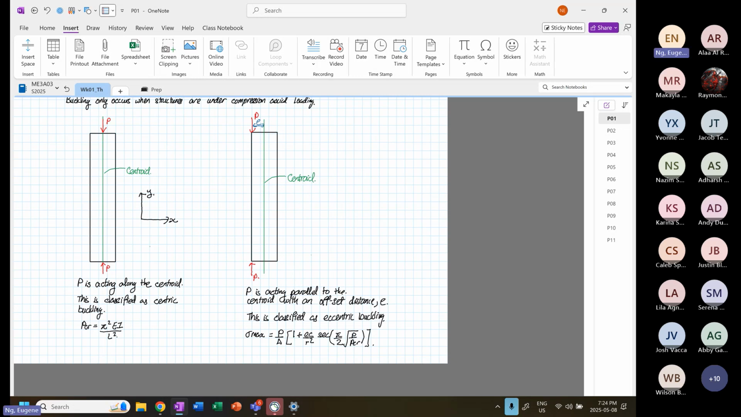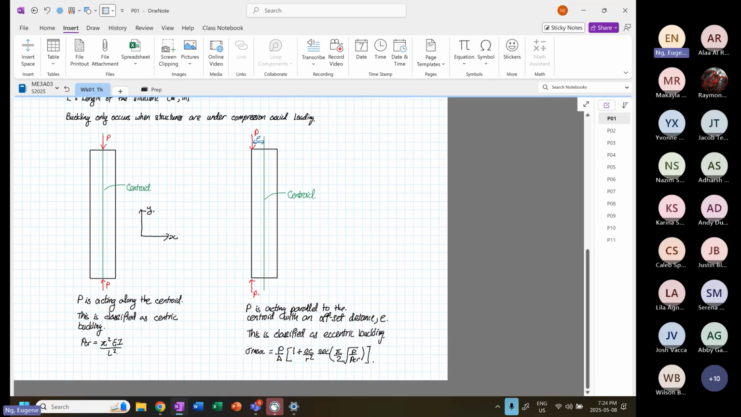Any questions from anyone so far? Are we okay? Okay. So you can see on the left hand side is centric buckling. On the right hand side is eccentric buckling.